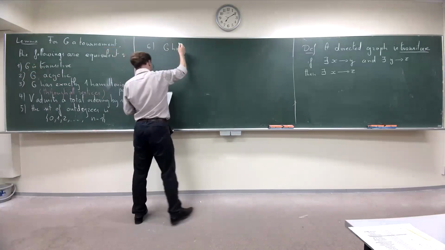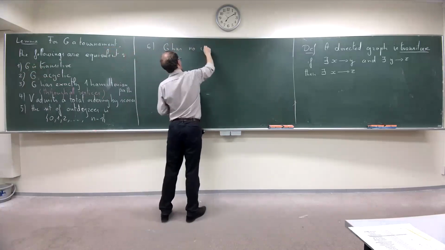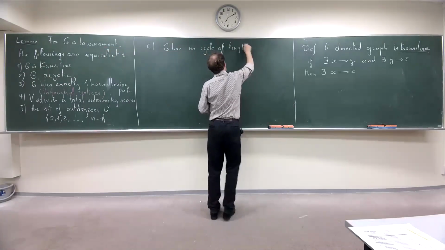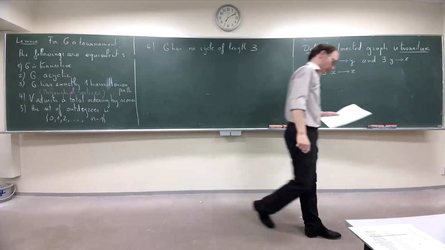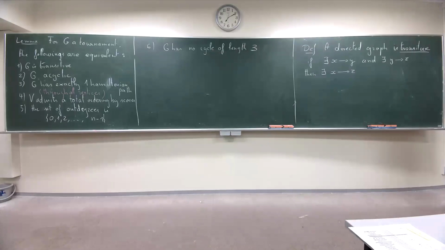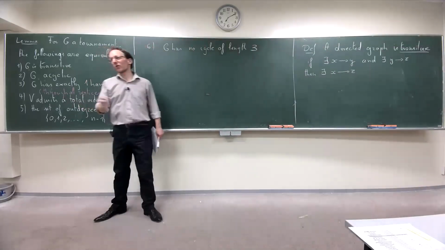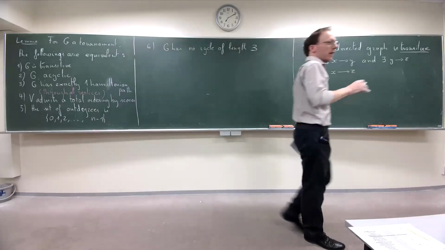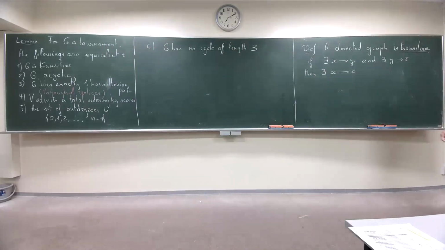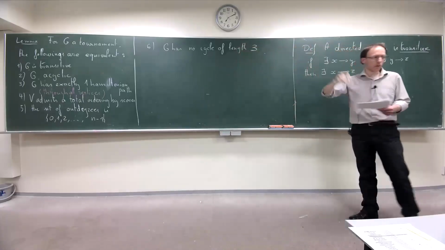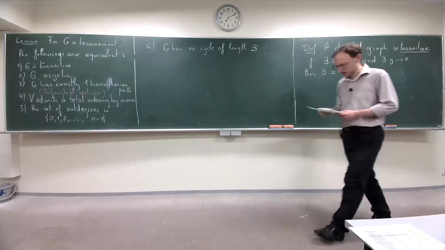And number 6, the last one: G has no cycle of length 3, which in a sense is easier to check than that it is acyclic, because you just concentrate on cycles of length 3. And if you can show that there is none, then it means that it is transitive. I'm not saying that all these equivalences are easy, but at least you have different properties of a transitive tournament.